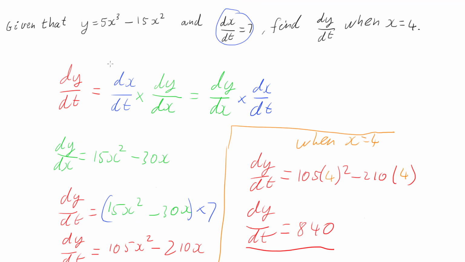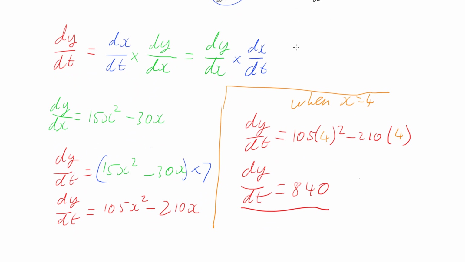So if we've got an equation in two variables, in this case y and x, and we've got the rate of one of those variables with a third variable, and are asked to find the rate of the other variable with the third variable at a different time, we can use our chain rule to help us work out a derivative, work out the rate that we were asked for, substitute in the value we need, and we're done.